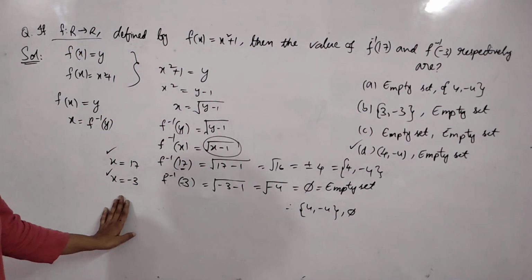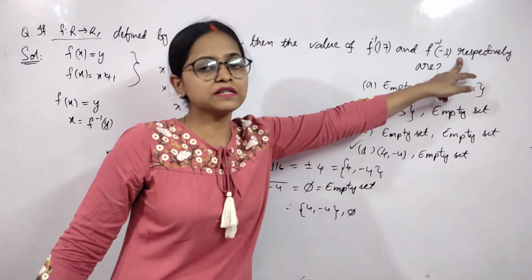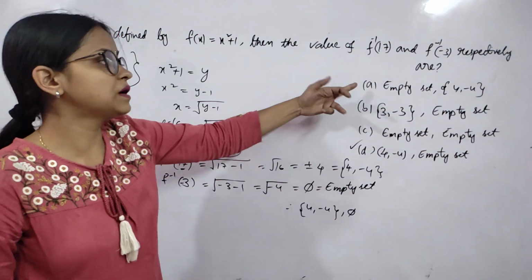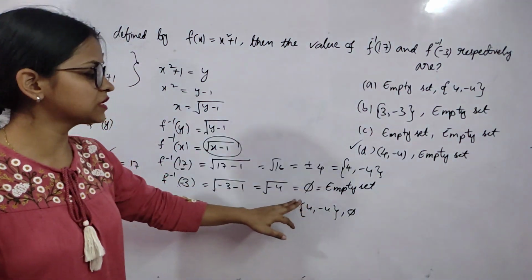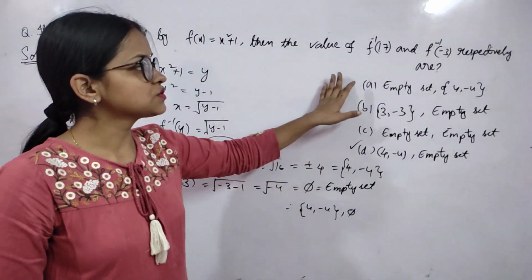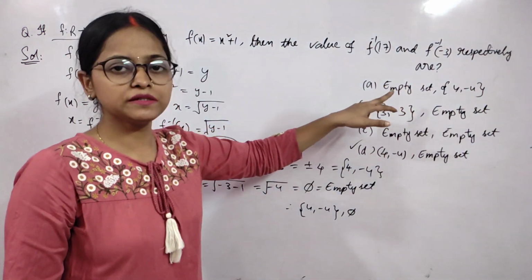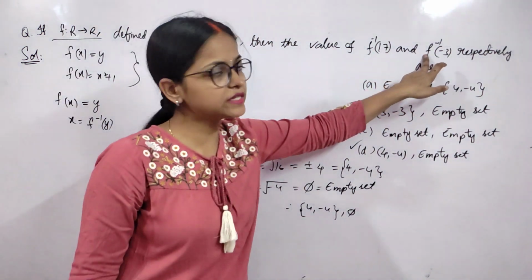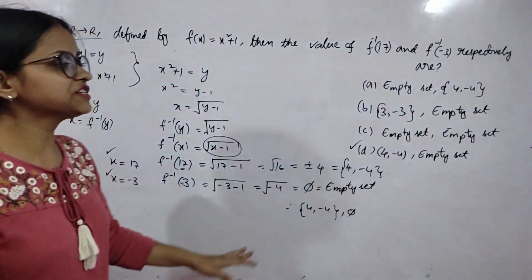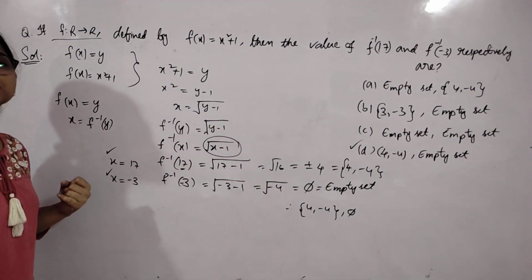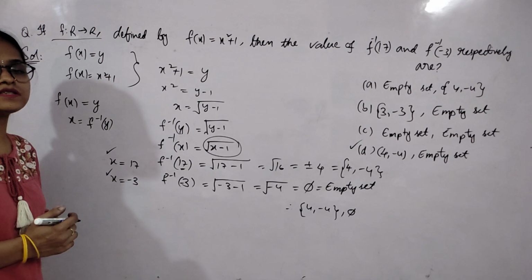Now if you forget the word respectively here, then you may mark another option, because the answers you are getting are empty set and 4 minus 4. That's why they have given respectively. So respectively, first this answer, then write this answer. So you will get the D option. Like this we can solve this type of questions in the relations and functions chapter.